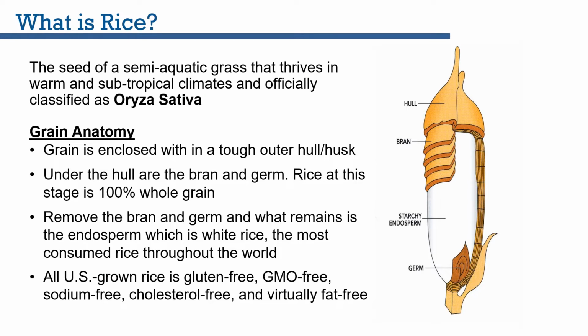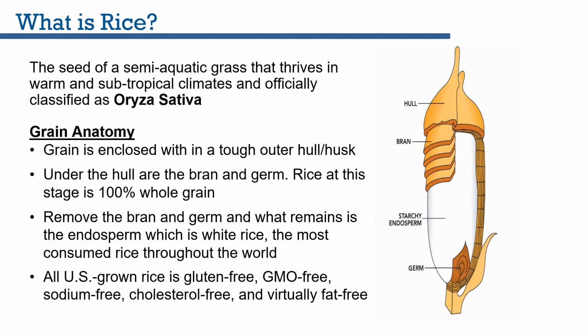To start off, what exactly is rice? Well, rice is the edible seed of a semi-aquatic grass called Oryza sativa that thrives in warm and subtropical climates. Fresh from the field, this grain is covered in a tough, protective outer layer known as the hull or husk, which needs to be removed before the rice can be eaten. All rice is processed at least once to remove that protective layer.